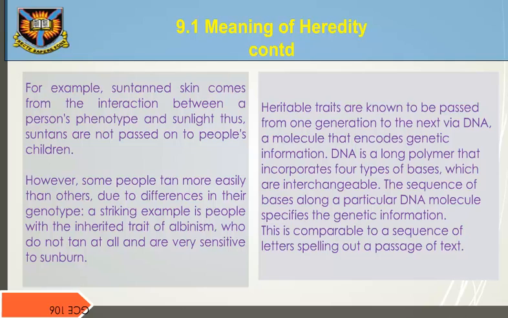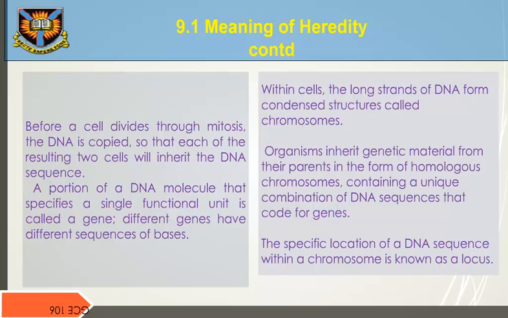Heritable traits are known to be passed from one generation to the next via DNA, a molecule that encodes genetic information. DNA is a long polymer that incorporates 4 types of bases, which are interchangeable. The sequence of bases along a particular DNA molecule specifies the genetic information. This is comparable to a sequence of letters spelling out a passage of text. Before a cell divides through mitosis, the DNA is copied so that each of the resulting 2 cells will inherit the DNA sequence. A portion of a DNA molecule that specifies a single functional unit is called a gene. Different genes have different sequences of bases.